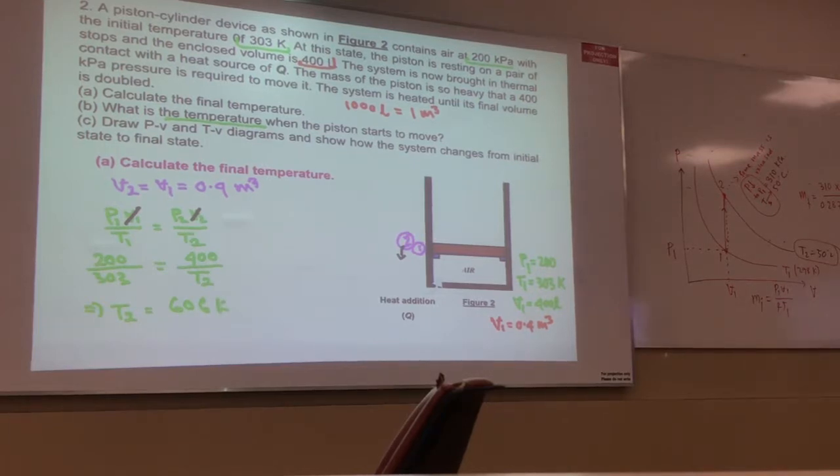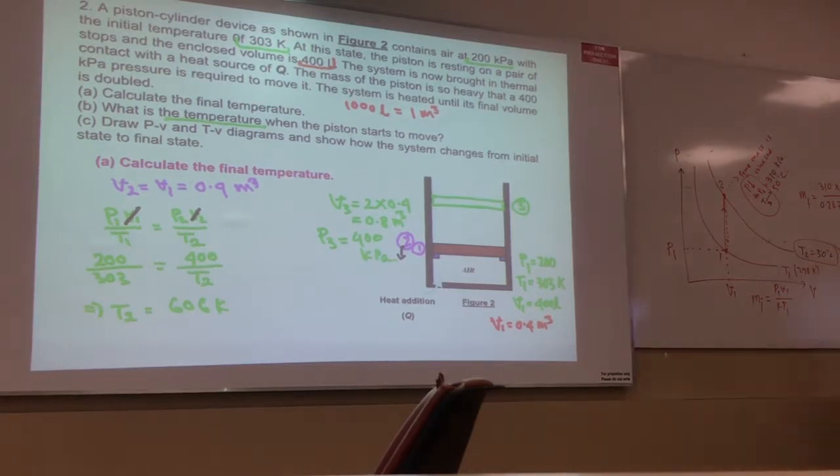Right. So now I apply heat. The piston tends to move and it goes to state 3. At state 3, what is V3? Double of initial volume, right? 0.8 meter cube. What is P3? P3 is 400 kilopascal.